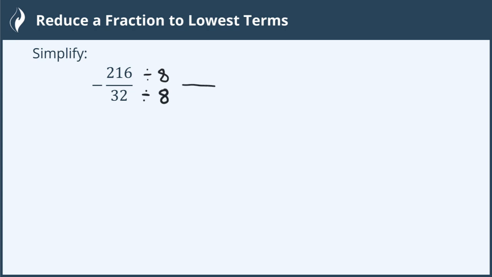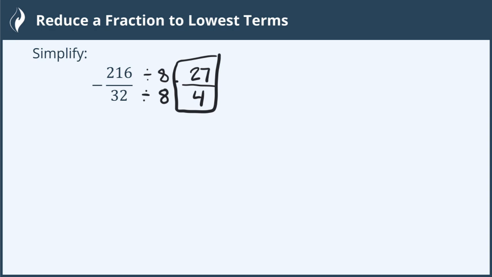The top number, 216 divided by 8, is 27. And the bottom number, 32 divided by 8, is 4. And I'm going to keep the negative sign as well. And I can see right now that 27 and 4 can no longer be divided by anything in common. 27 is divisible by 9 and 3, and 4 is divisible by 2 and 2, so nothing else is in common. Therefore, I know this is in simplest terms.